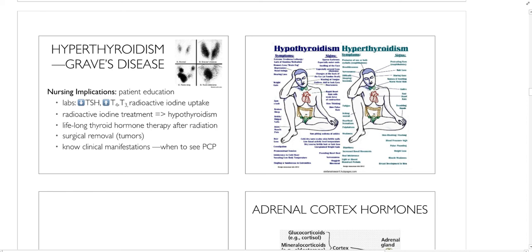We may have them have a radioactive iodine treatment to destroy the thyroid gland, and that will lead then to hypothyroidism, which will then require lifelong thyroid hormone to act as their thyroid gland. If there are tumors, we may need to have surgical removal of those tumors, and we need to explain to them when to seek medical attention or call their primary care doctor, based off of the concerns for thyrotoxicosis, or once we irradiate their thyroid gland, then about myxedema.